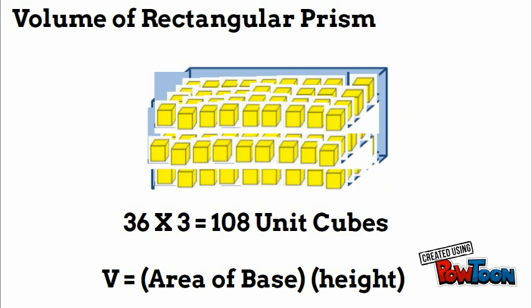So you can find the volume of any prism by always multiplying the area of the base by the height. And that's how you can find the volume of any rectangular prism. So let's look at an example and find the volume by multiplying the area of the base times the height.